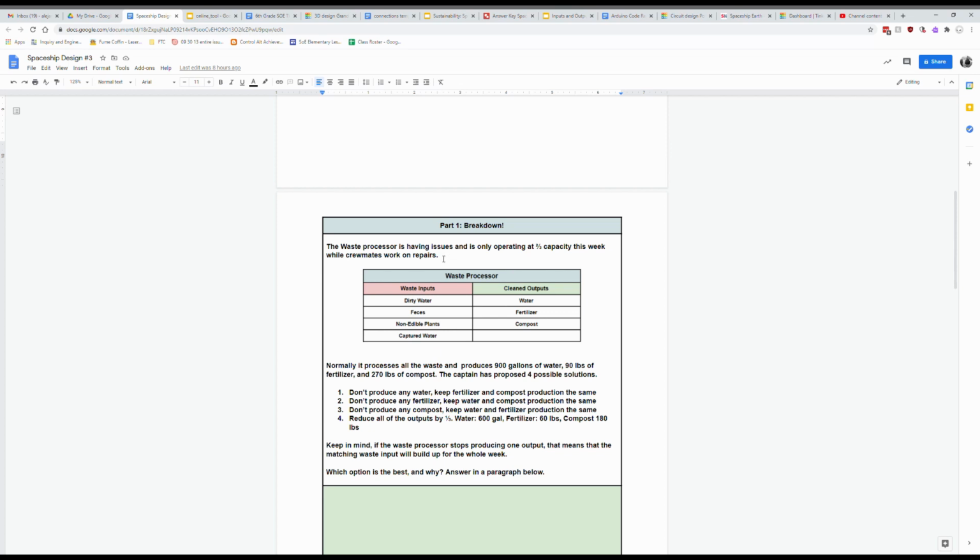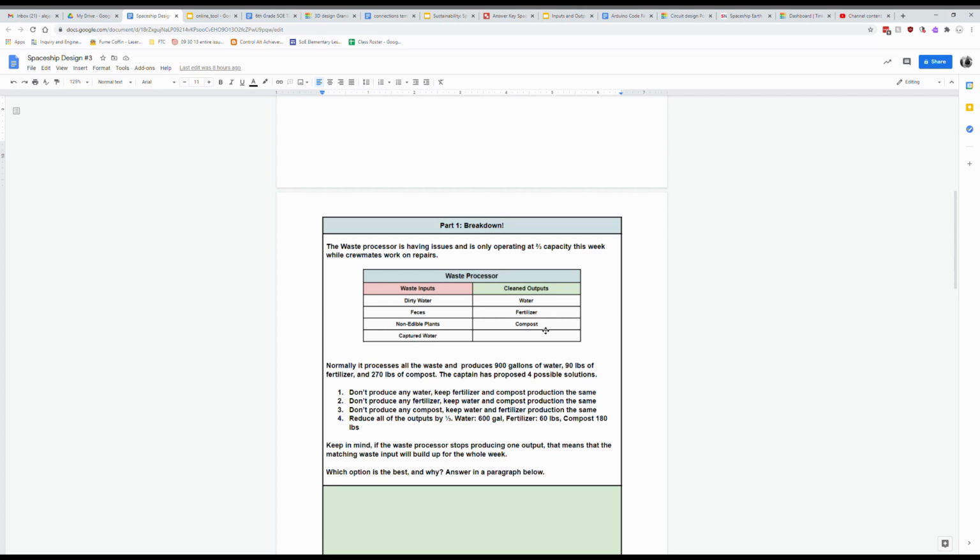In this first situation, our waste processor is breaking down. And remember, the waste processor takes in the dirty water, the feces, and the non-edible plants, and it's going to convert those into clean water, into fertilizer, and into compost. And these are all directly paired. So the dirty water and the captured water gets turned into clean water, the feces turns into fertilizer, and the non-edible plants turn into compost.